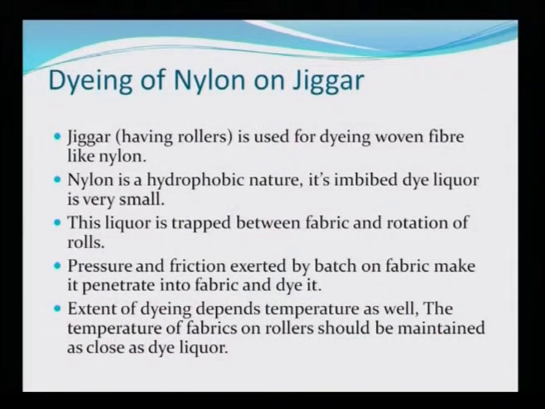Let us now look at the machine that can be used for dyeing of nylon. A jigger having rollers is used for dyeing woven fabric like nylon. Nylon is hydrophobic in nature. Its imbibed dye liquor is very small. This liquor is trapped between the fabric and the rotation of the rolls. Pressure and friction exerted by the batch on the fabric make the dye penetrate into the fabric and dye it.